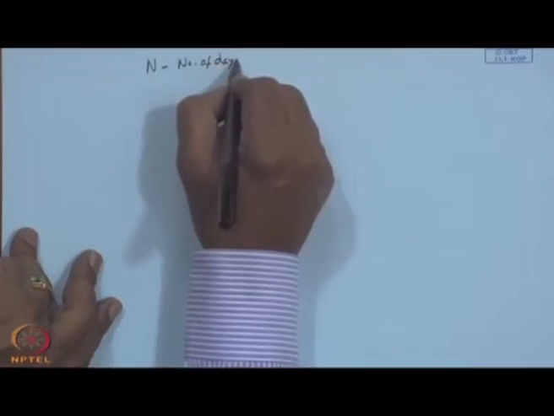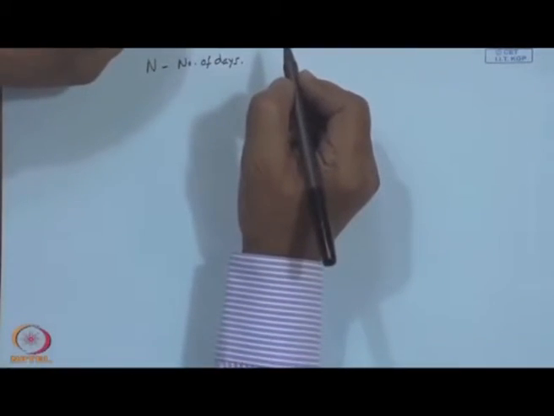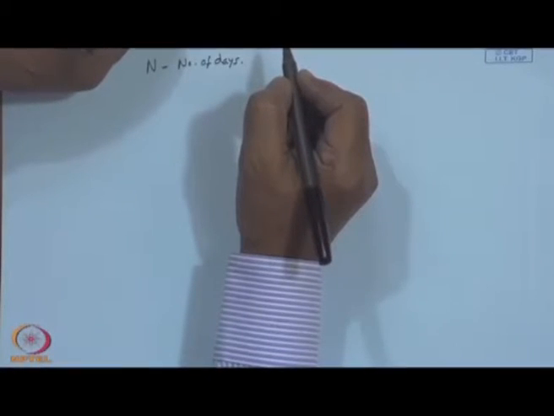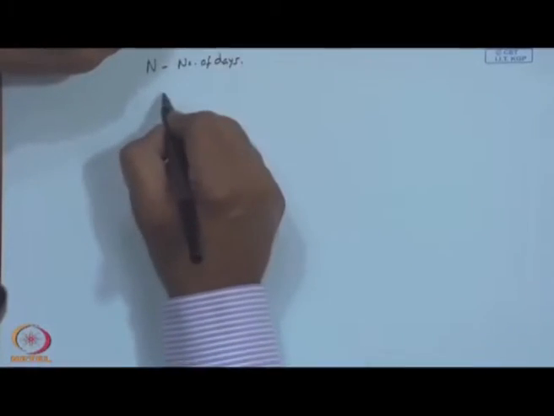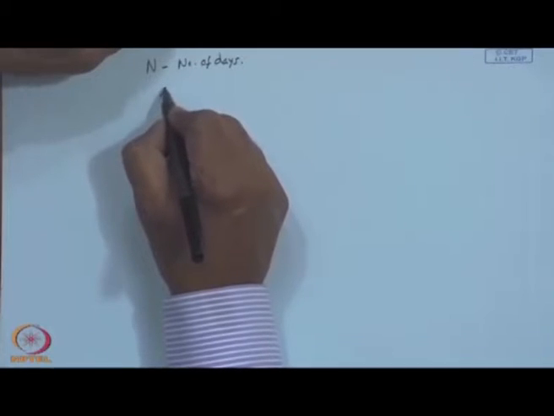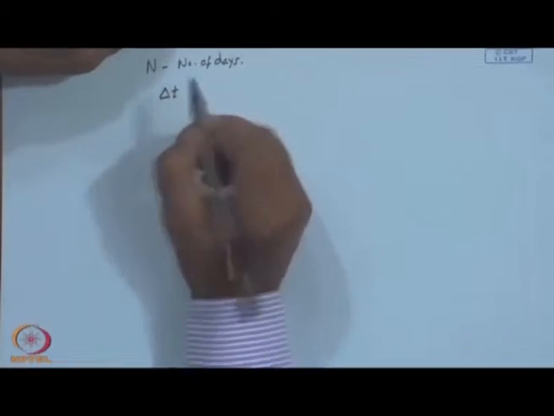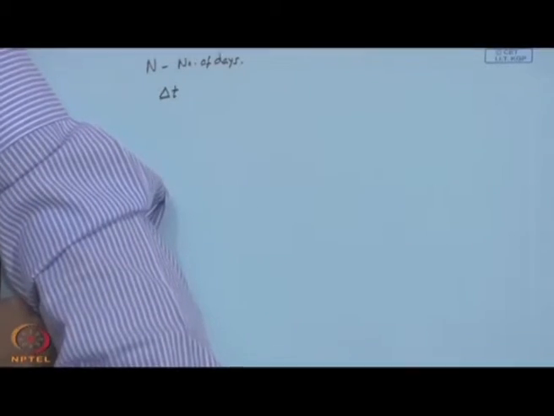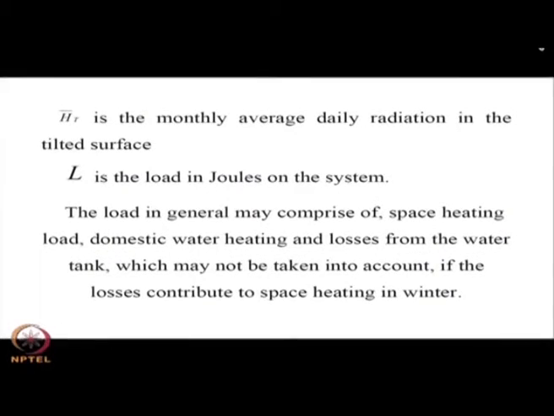This is one reason I write them or rewrite them at times: we are using the same notation consistently. It will be easy for you to remember and check the consistency of the equations. H T bar is the monthly average daily radiation on the tilted surface, and L is the load in joules on the system.